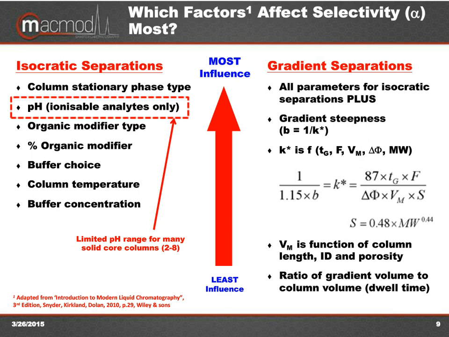So you can see that the column volume, which is embedded in the K star equation, is really a function of the column length, its internal diameter, and the porosity of the phase that's packed inside. Another factor that's often overlooked by people doing method development and method transfer is the dwell time, which is also borne out by the ratio of the gradient volume to the actual column volume, that must be kept constant. Otherwise, you will see some minor changes, particularly in the front half of a separation, when you move from one instrument to another, as well as from one column size to another.